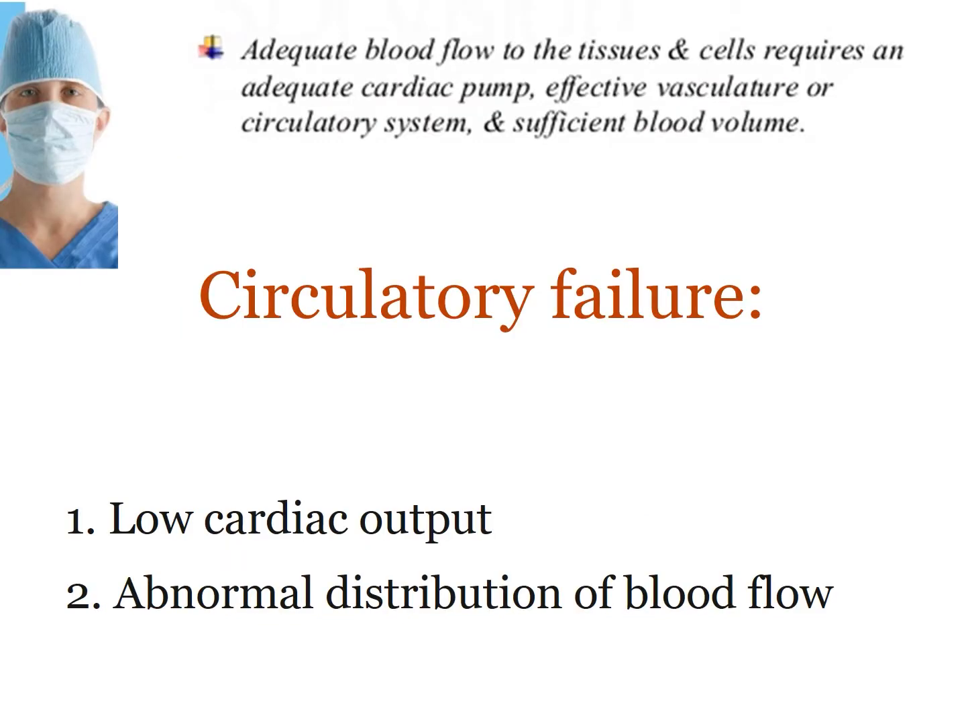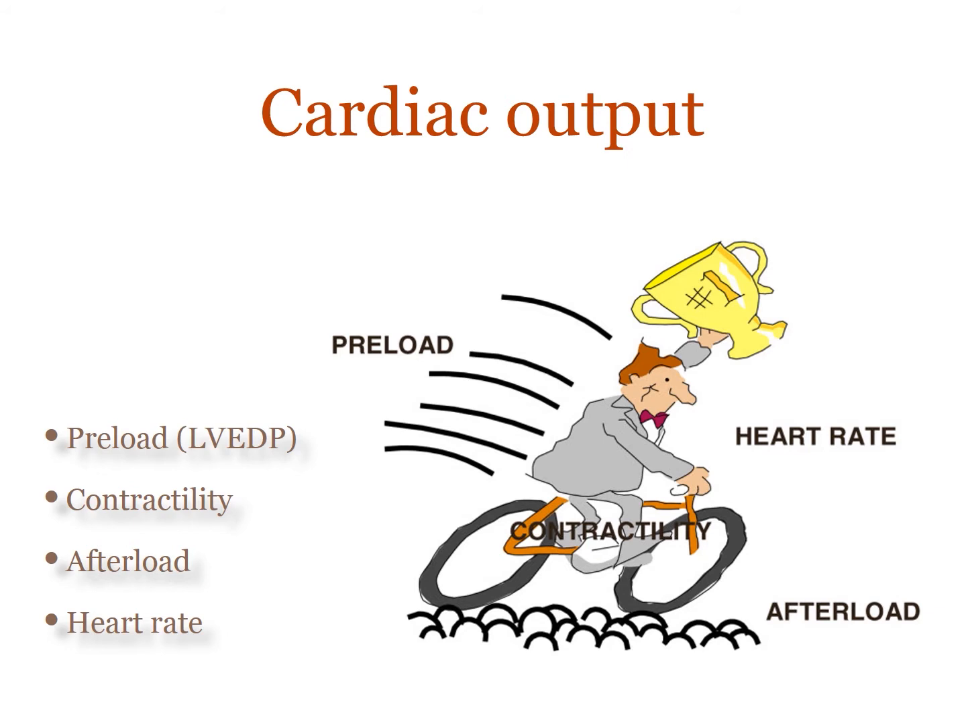Shock results from inadequate tissue perfusion and oxygen delivery with respect to organ needs, which ultimately lead to cellular dysoxia. To maintain adequate blood flow to the tissues and cells requires three conditions being fulfilled: a healthy cardiac pump, effective vasculature or circulatory system, and sufficient blood volume. Cardiac output, expressed in liters per minute, is the amount of blood the heart pumps in 1 minute. Cardiac output is logically equal to the product of the stroke volume and the number of beats per minute.